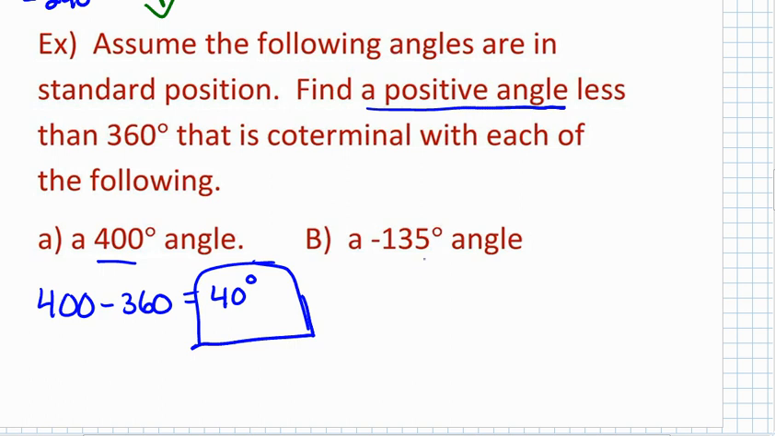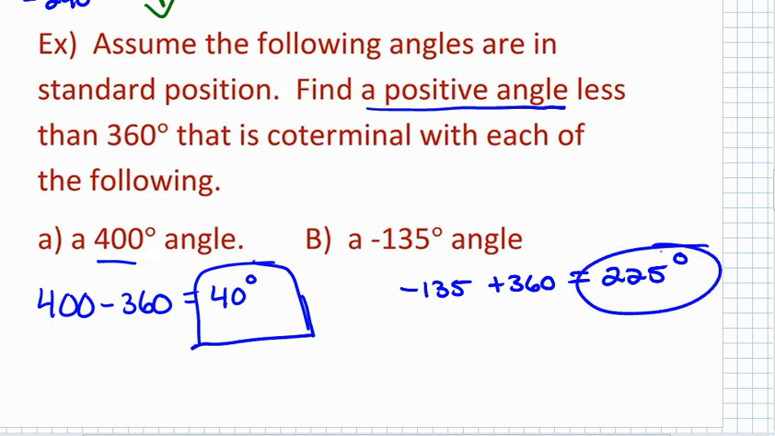Now in part B, it wants a positive angle that's less than 360. So if it's negative 135, I have to add 360 to get a positive angle. And when I add 360 to negative 135, I get 225 degrees. And that is my positive coterminal angle less than 360. Meaning if I drew the picture, they would look exactly the same.